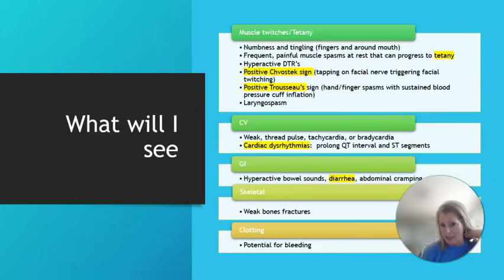Cardiovascular, calcium can cause some cardiac dysrhythmias, but I'm more worried about the muscle twitching and the tetany up here. So these are other things. If your calcium gets really low, that means there's no calcium in your bones. So what happens to your bones? Your bones are going to get weak, so you might have an increased tendency for spontaneous fractures.